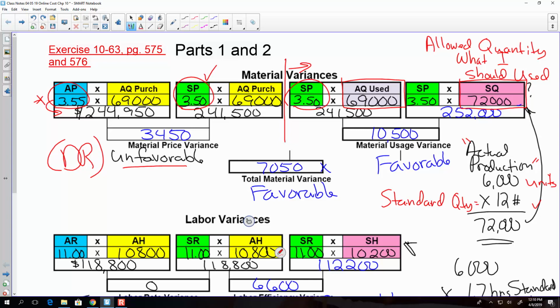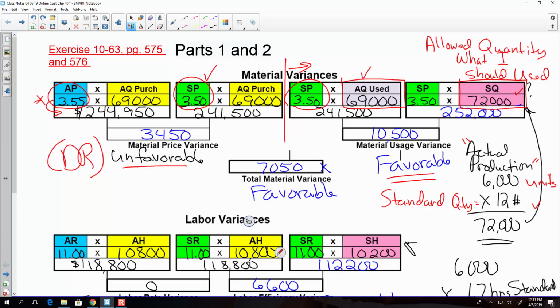And you'll notice here that if I multiply the 6,000 units that we actually made times the 12 standard pounds, we come up with 72,000 pounds. Well, if you look at my gray number, which is the 69,000, and my purple number, which is the 72,000, you can see I used less material, which is great. Maybe we were more efficient, maybe we had less rework, less waste in our production process during this period. So that's awesome news. And that's why we now have a favorable usage variance here of 10,500.